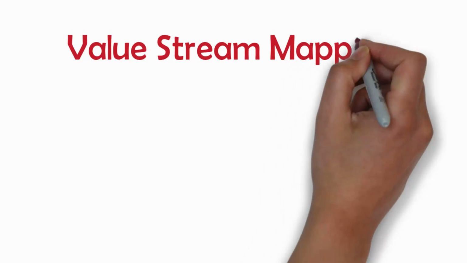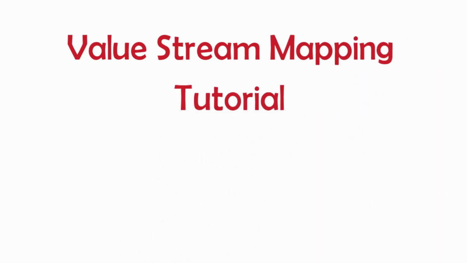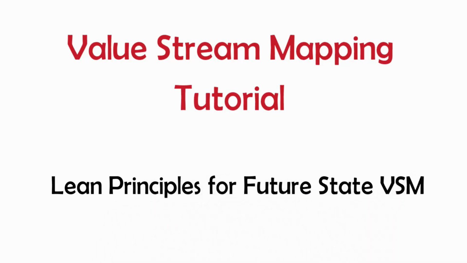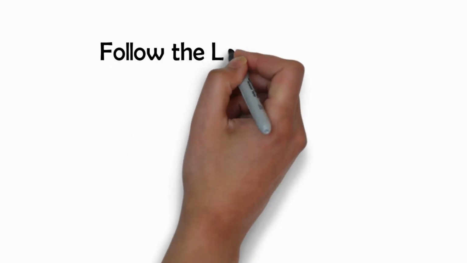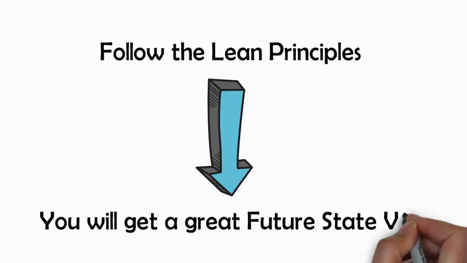Hi! So far, I explained to you how to draw the current state VSM. Now, before moving on to how to draw the future state VSM, I want to tell you some principles to get a lean value stream. If you know the lean principles to follow, you will draw the future state more consciously.